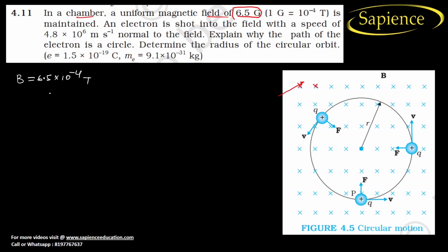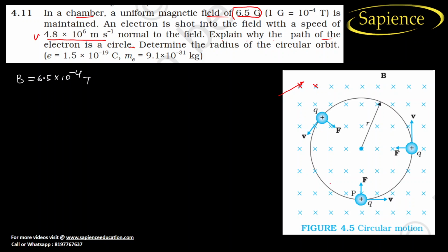Is maintained. An electron is shot into the field with a speed, that is velocity, they have provided you for this one. Explain why the path of the electron is a circle. Determine the radius of the circle.